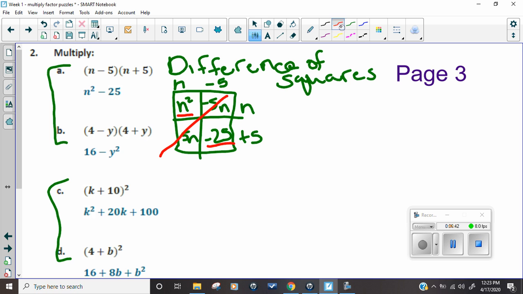So if you recognize that it's difference of squares, you could multiply the first things, 4 by 4, 16. Put a negative because it's difference, it's always going to be a negative. And then you have y times y, so you get y squared. And that's the answer. You could do a 2 by 2 box, but if you recognize difference of squares, it's much easier. The second two are called perfect squares.